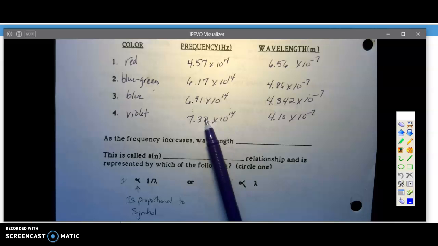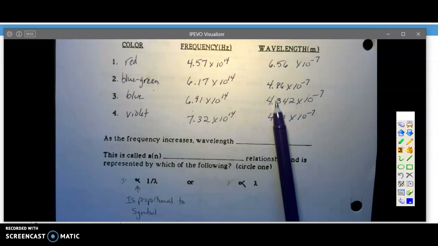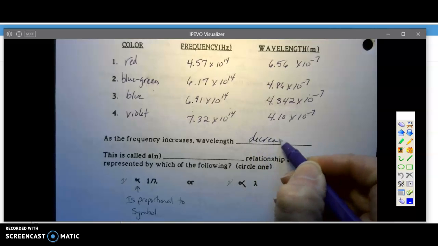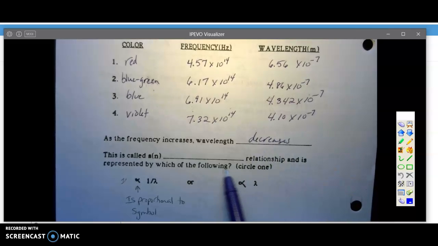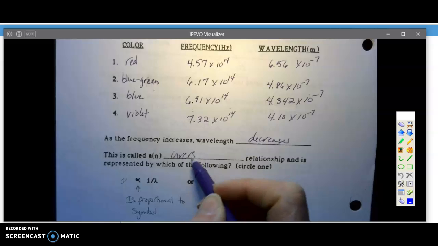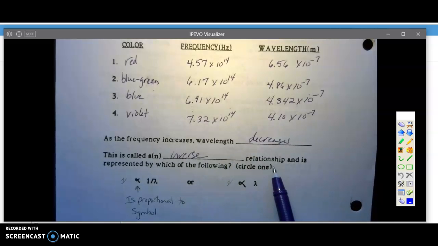So you'll see those are increasing, and then if you look at what's happening to the wavelength, you're going to see that the wavelength is decreasing. Okay, and again, this is looking at direct versus inverse. So since they're opposite, this is an inverse relationship. So we saw that with Boyle's law in the gas law chapter. And we're going to look at these proportionalities.